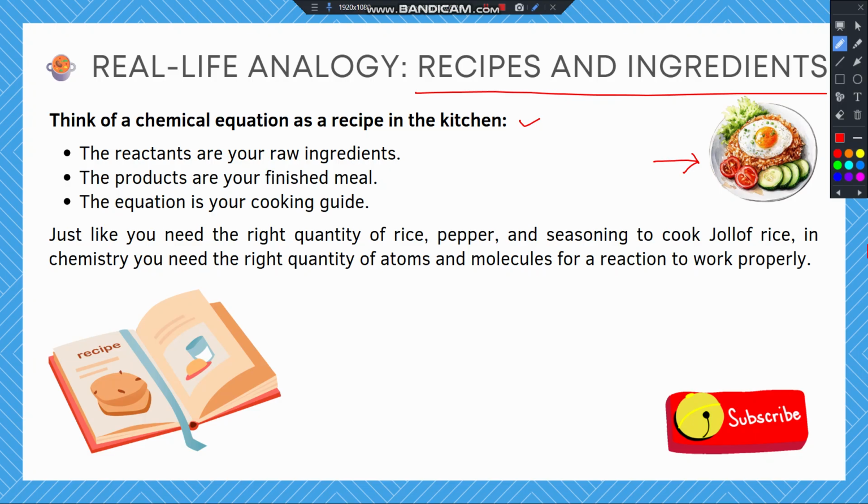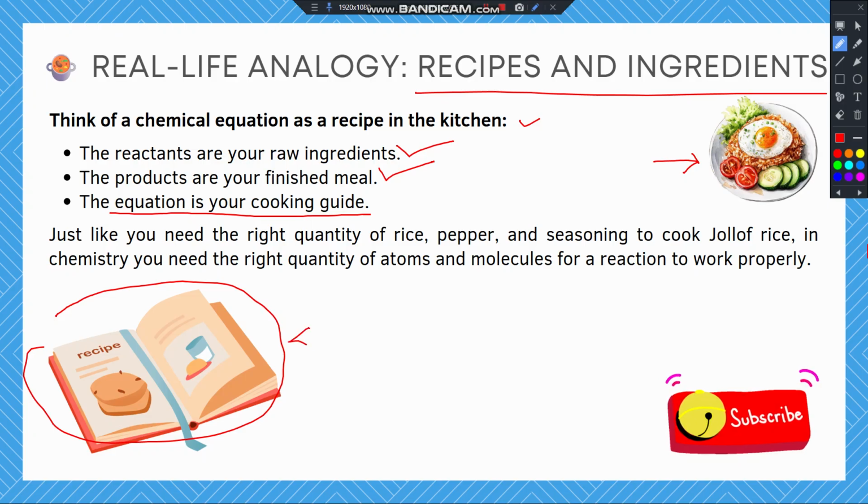So those ingredients that you combine together in the kitchen are your reactants, because they are the ones that come together to form the final dish that you want to prepare. The product is your finished meal, and then the equation is your cooking guide. So if I want to treat cooking using a recipe like a chemical reaction, I would say your recipe over here is your chemical equation.